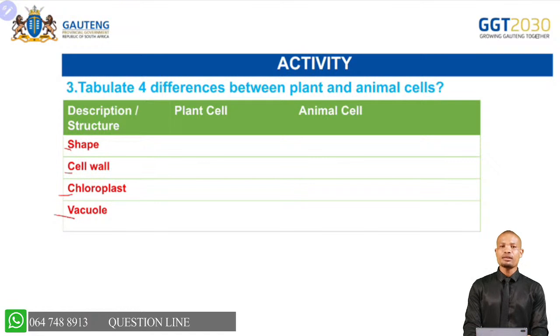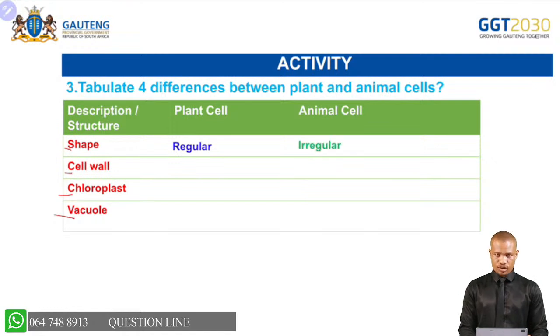In a plant cell, what is the shape? Yes, that's correct. It's a regular shape. And in animal cells, yes, it is irregular. Okay, it doesn't have a specific shape. The cell wall, is it present in a plant cell? Yes, it is present. In an animal cell? Nope, it's absent.